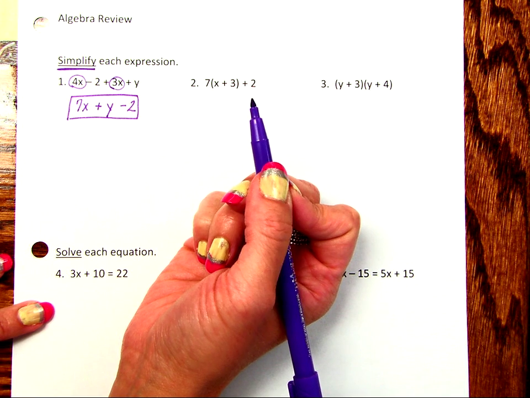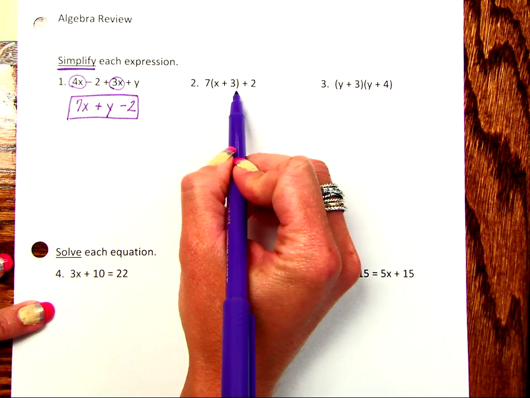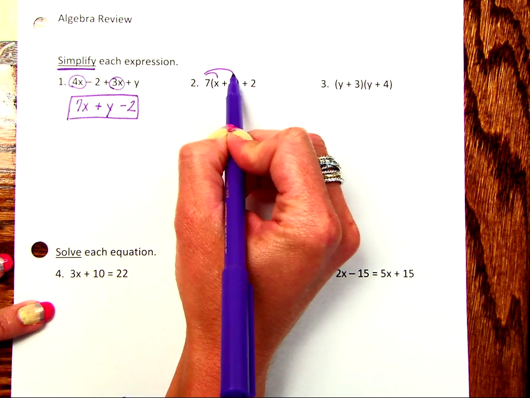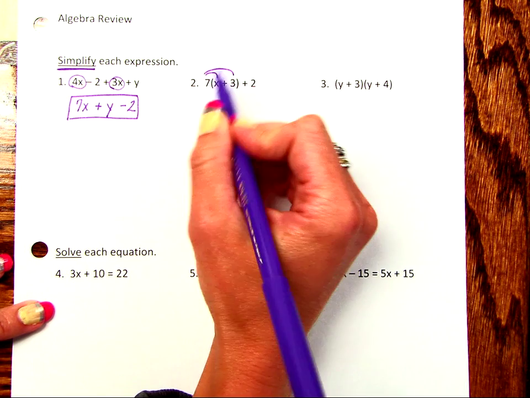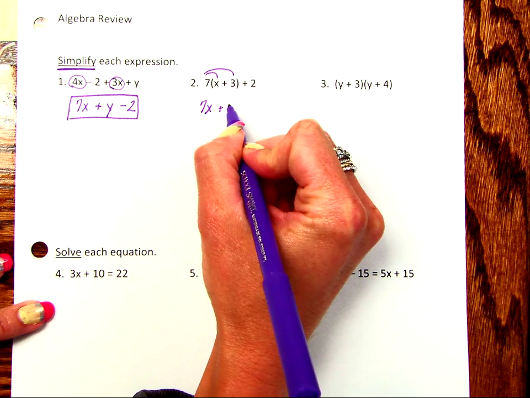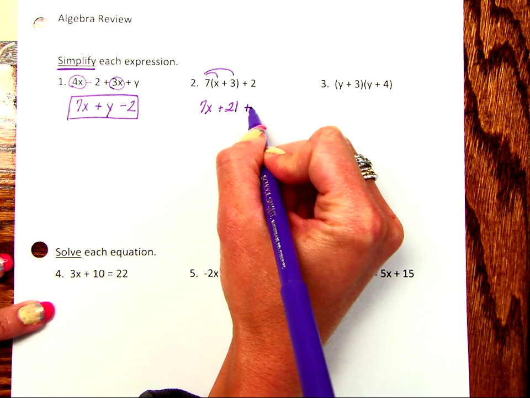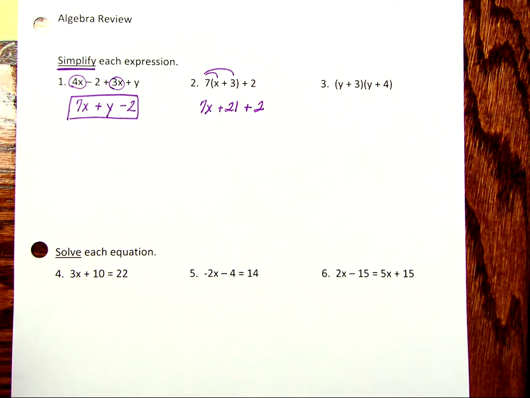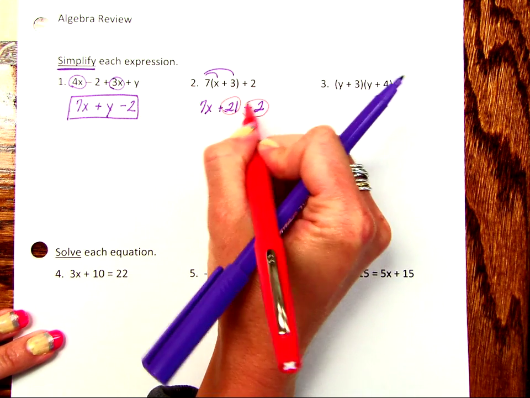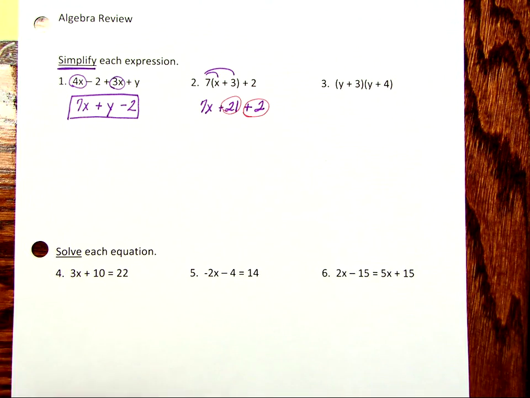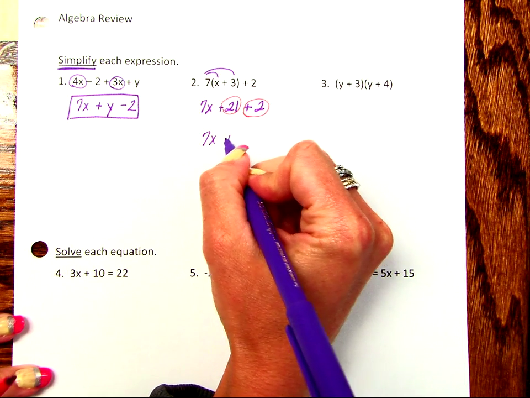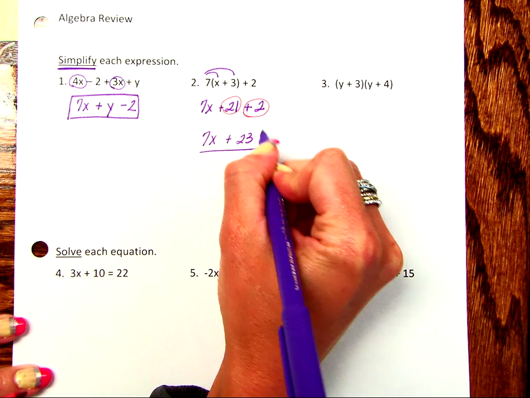If I take a look at number 2, I have 7 times the quantity x plus 3, plus 2, and I can see here with my parentheses, I need to go ahead and distribute my 7. Once I distribute, I'm going to end up with 7x plus 21, because we know when we distribute, we're multiplying. I still have my plus 2 here. Now when I take a look at my like terms, I can take a plus 21 and a plus 2 and add them together. So I end up with 7x plus 23 as my final answer.